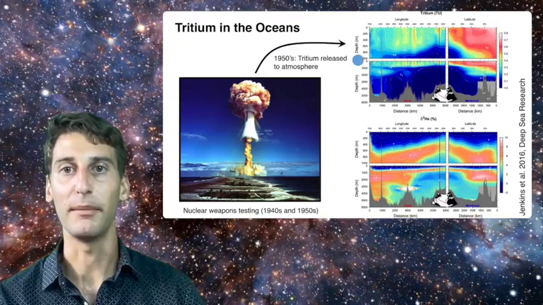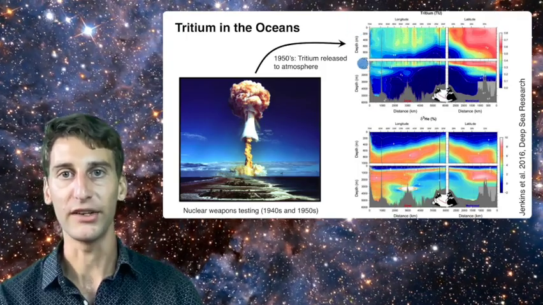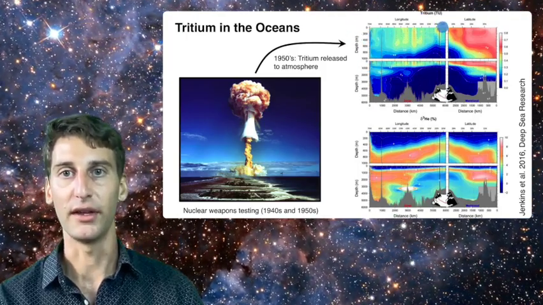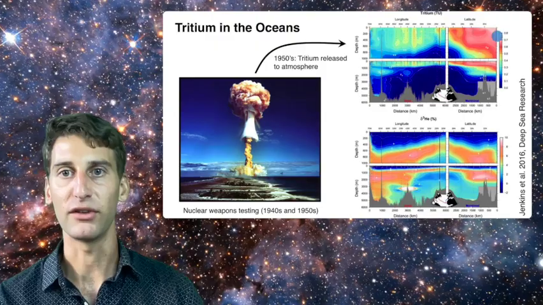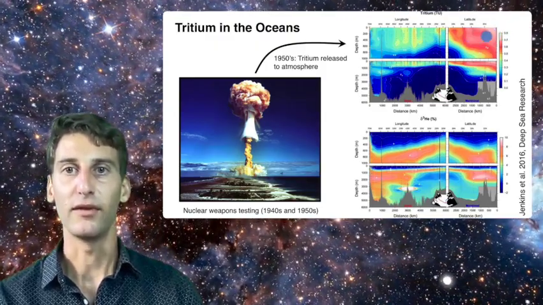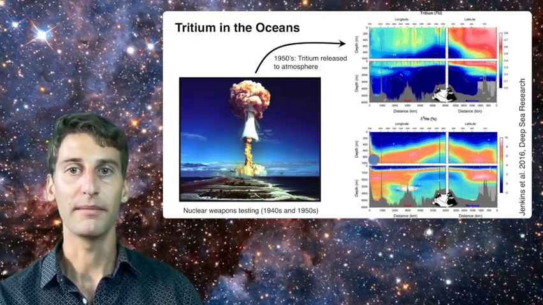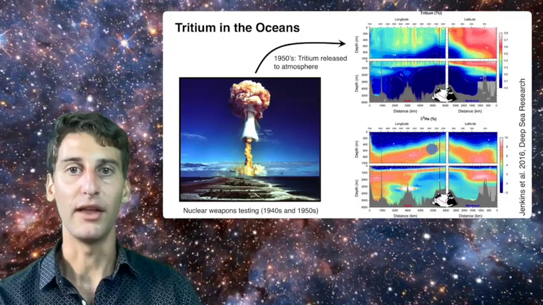So for instance, this is an ocean section across the North Atlantic Ocean. Here's the east coast of the US here. Here's the west coast of Africa, and up here, this is sort of Portugal area. You can see there's a lot of tritium in this water here, and then less in the deeper ocean. But if you look at this bottom panel, this is helium-3.